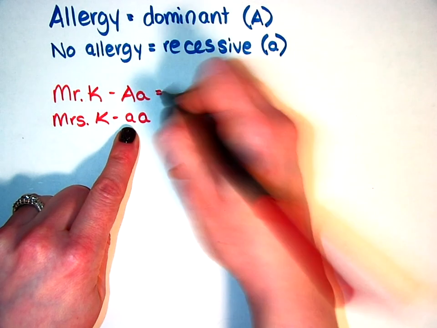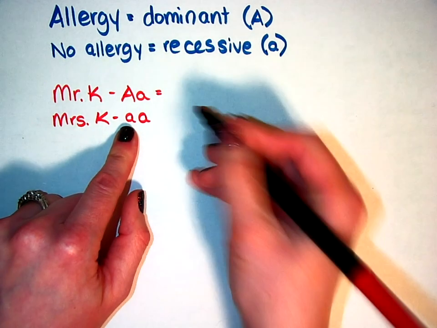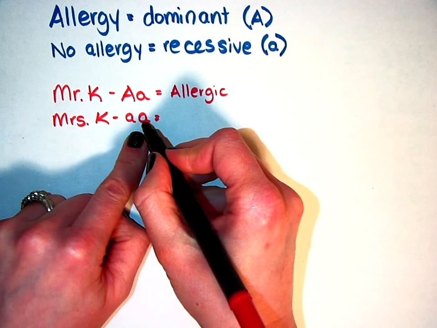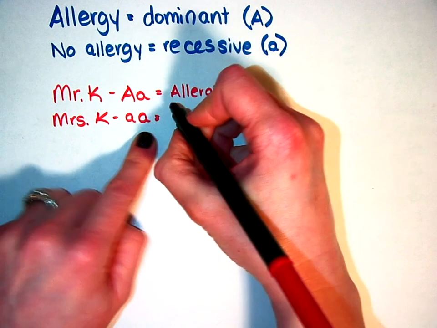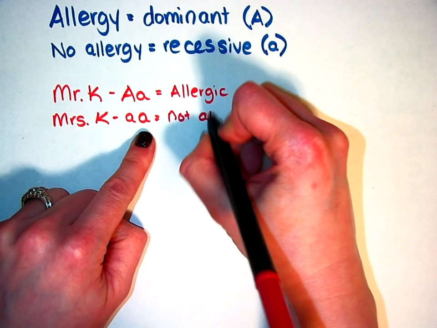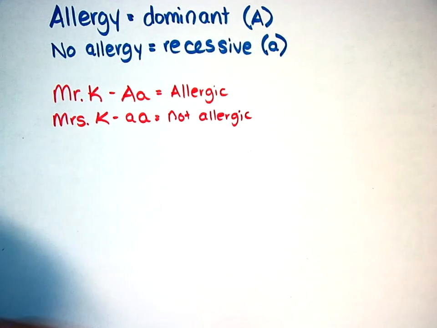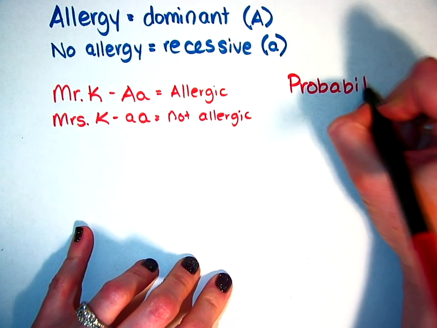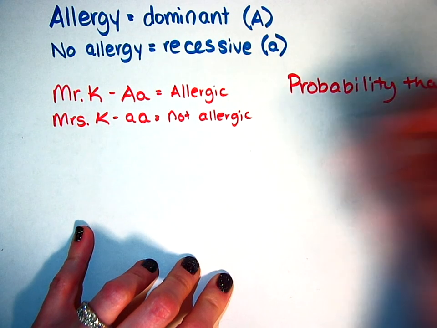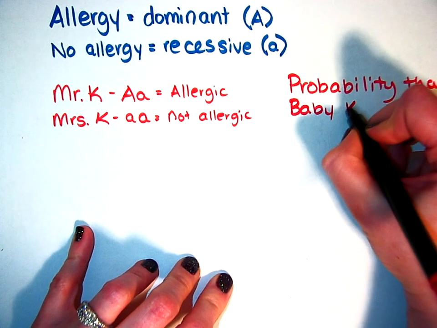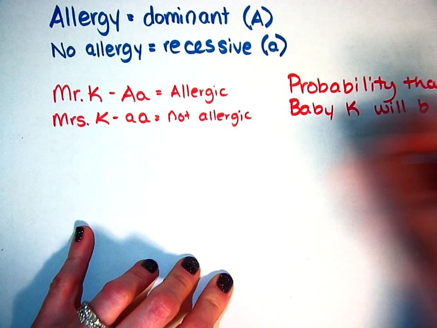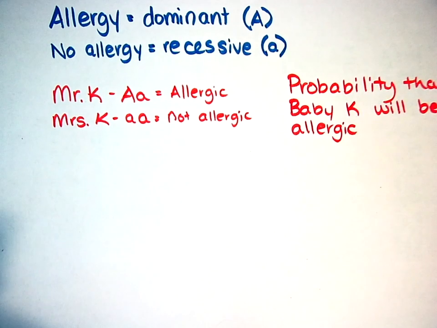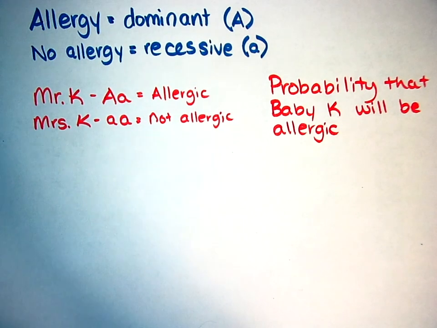So his phenotype, remember when I'm asking for phenotype, I'm asking what the trait is. Mr. Kurnit is allergic. And because I'm the recessive, I have two copies of the recessive allele. I am not allergic. And I want to know the probability that baby Kurnit will be allergic. So my question is, what is the probability that baby Kurnit is going to be allergic to cats?